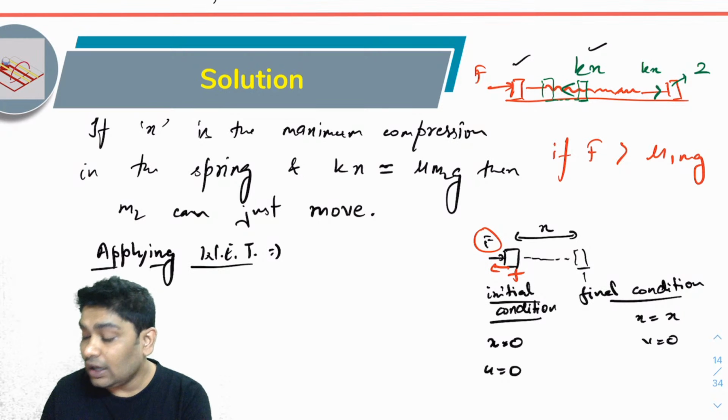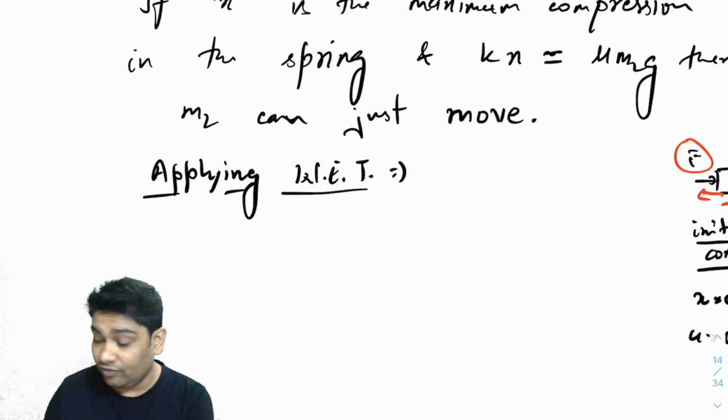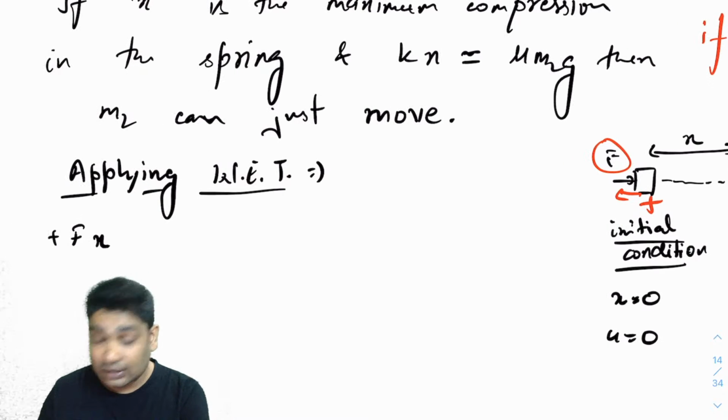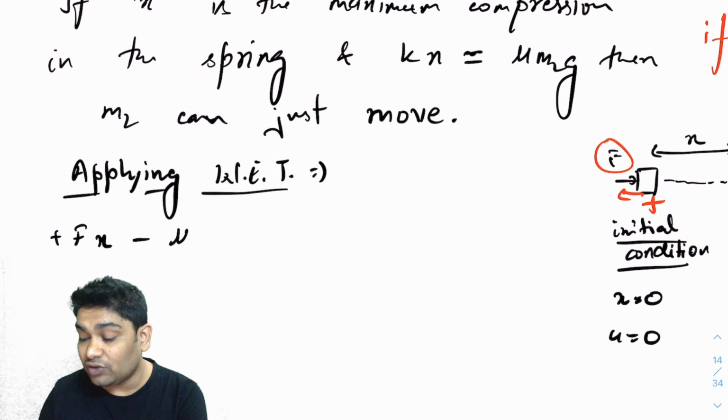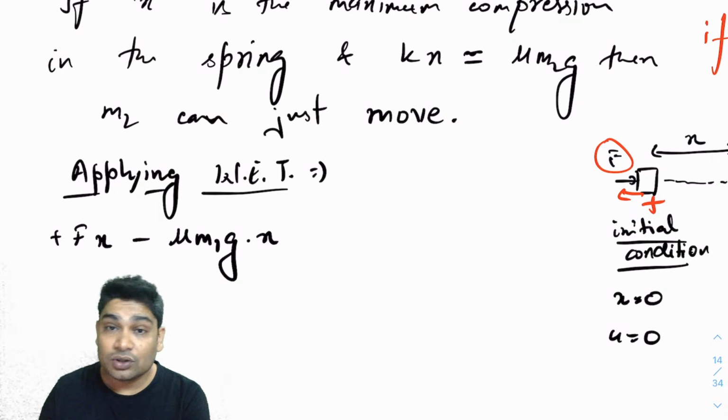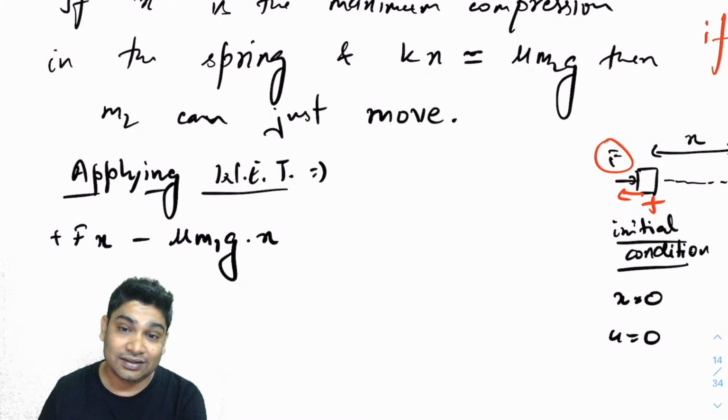What do I know? I will see that the work done by F would be plus F times x. Why? The displacement and the force F are in the same direction. Plus there will be work done by friction. Now that will be negative. So minus friction, which would be mu m1g, times x. So this is kinetic friction. So the work done by this would be minus mu m1g x.